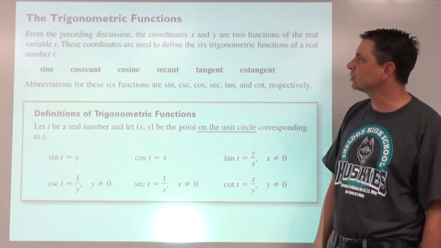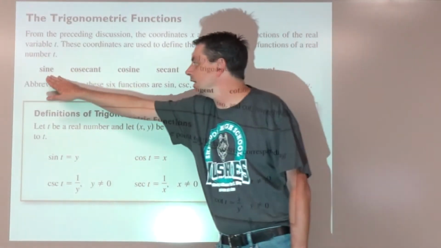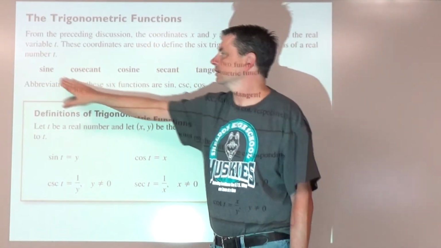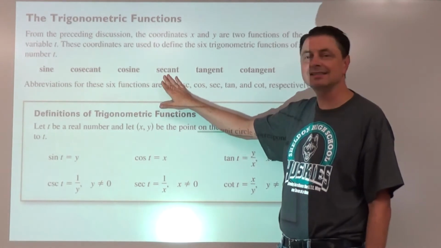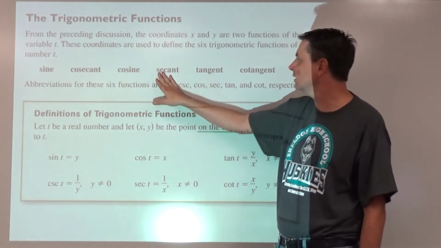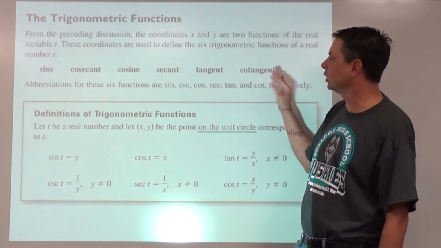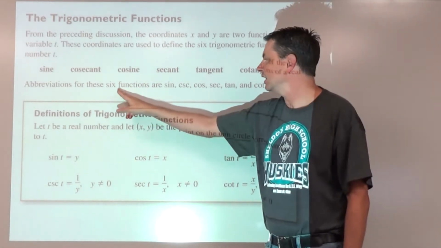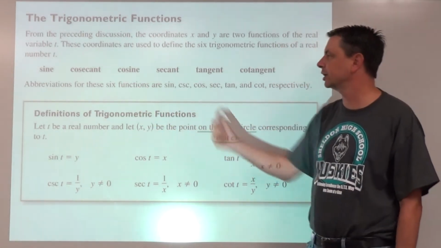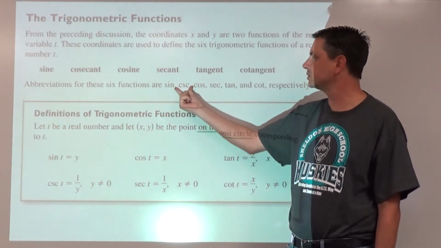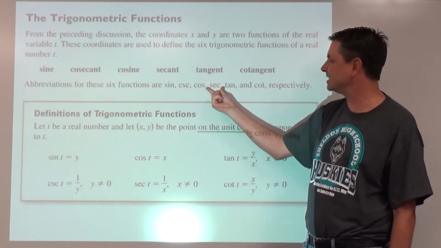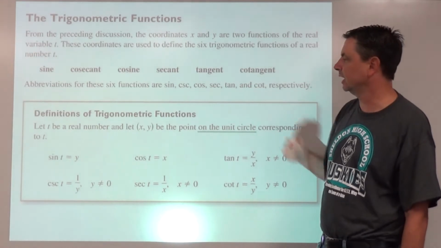And our trigonometric functions are sine, cosecant. These are somewhat related. Cosine and secant are related. Tangent and cotangent are related. And here are the abbreviations that we're going to use. 3-letter abbreviations for each: for sine, cosecant, cosine, secant, tangent, and cotangent.